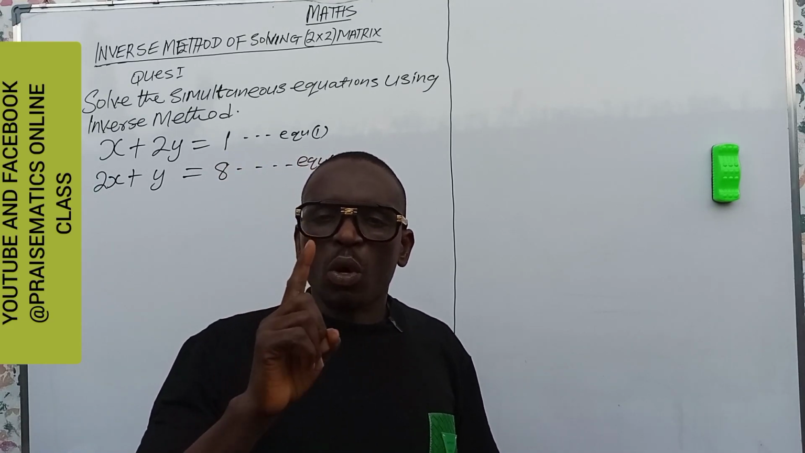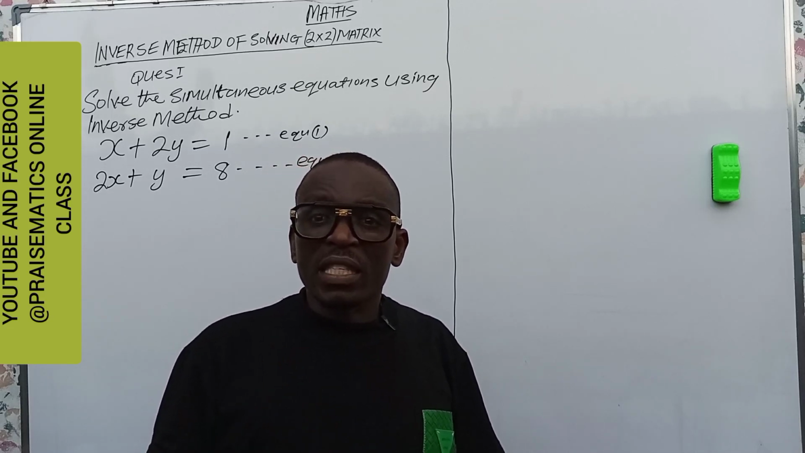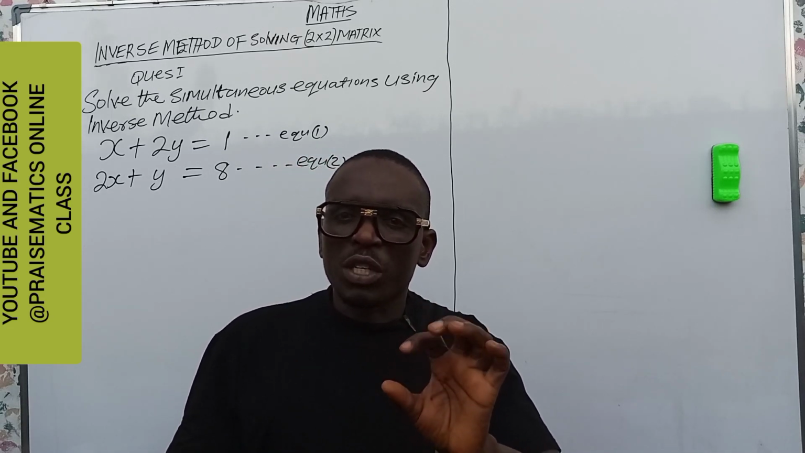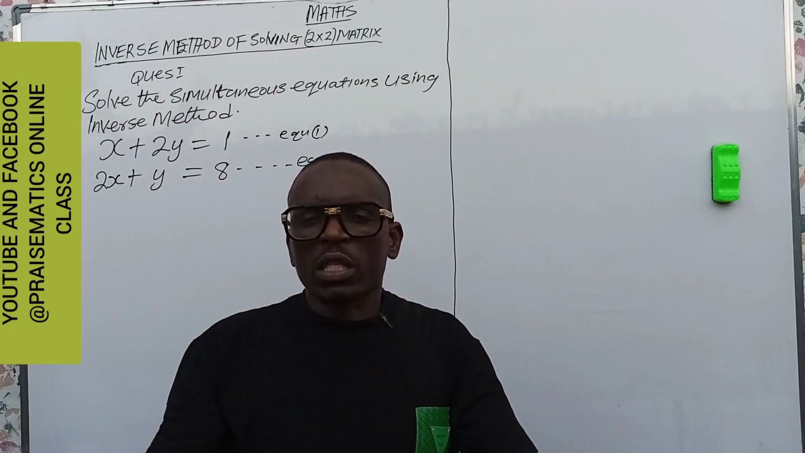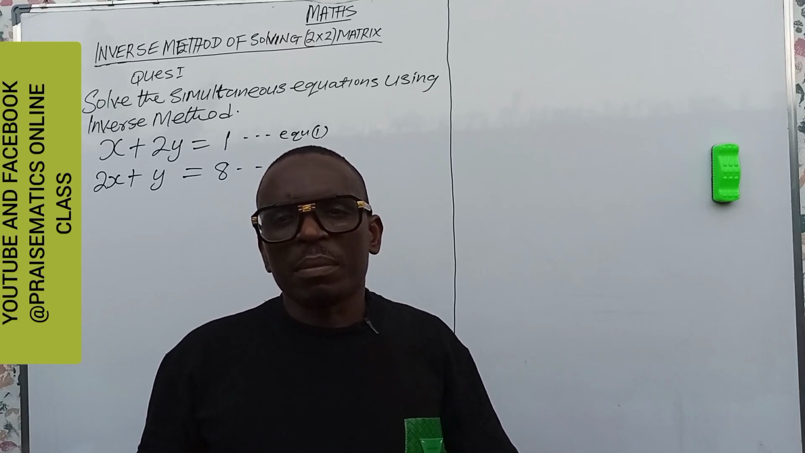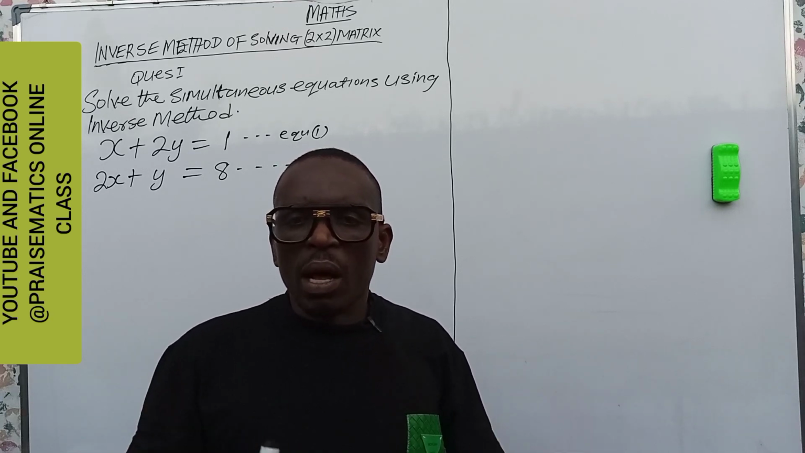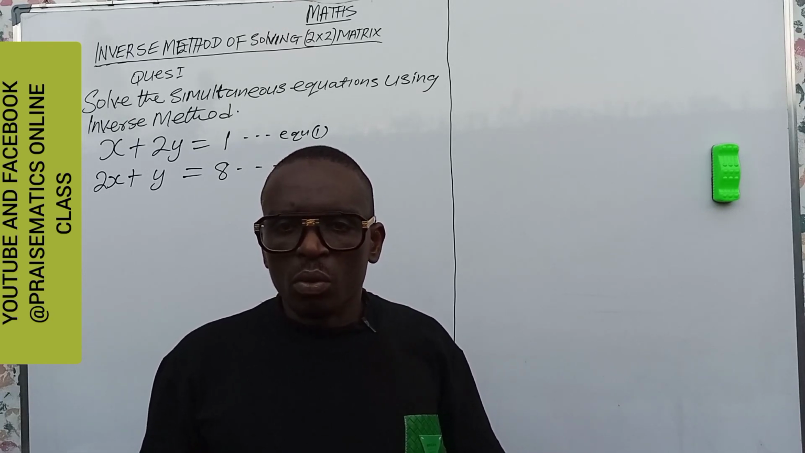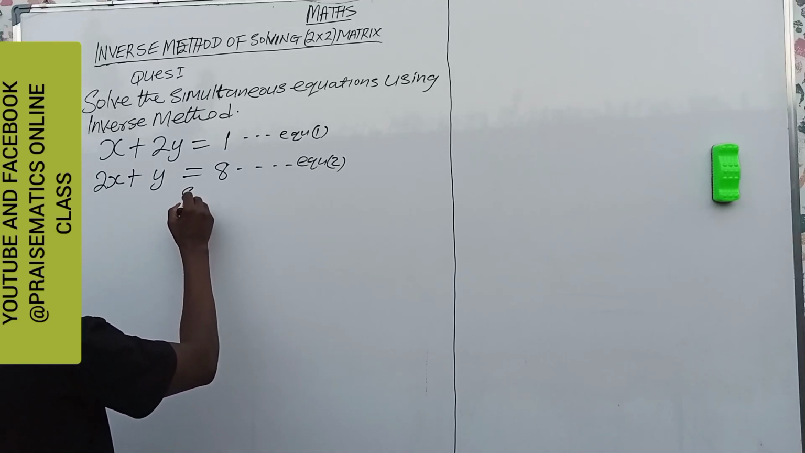One, you need to know what we call the determinant of that matrix. The first thing you need to do is write down the augmented matrix so that it will be in a matrix form. After then, you look for the determinant of the matrix. And after getting the determinant, you now use the formula of the inverse to solve. Now let's go. Okay. Solution.